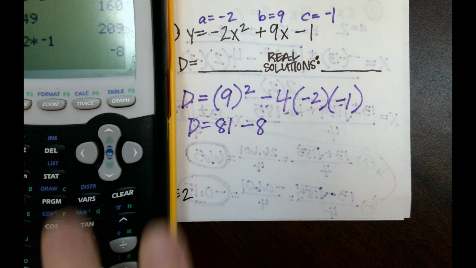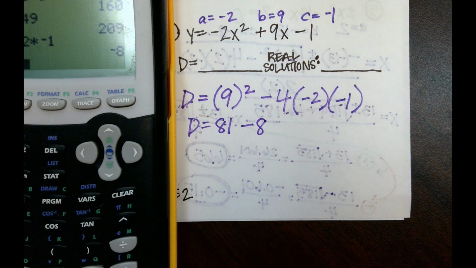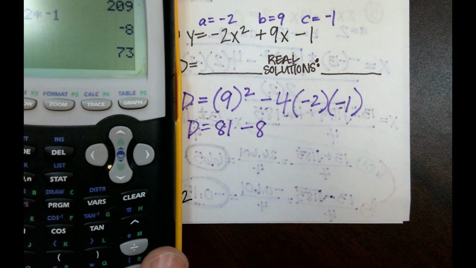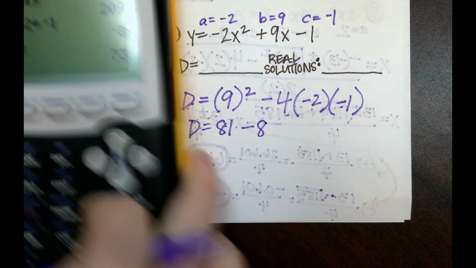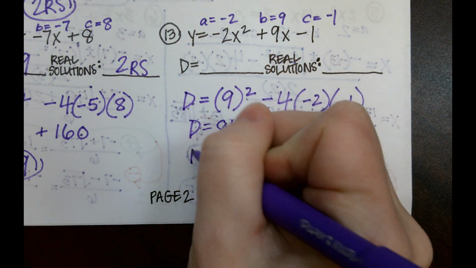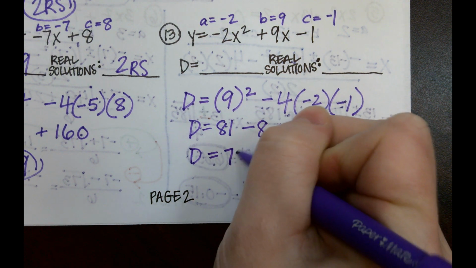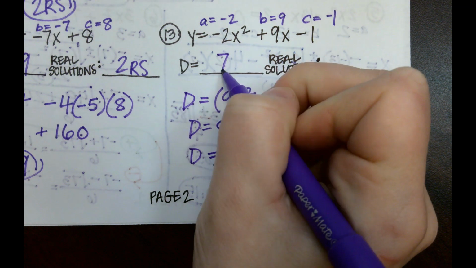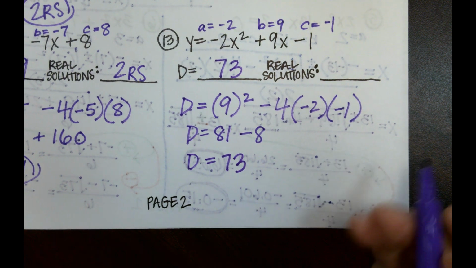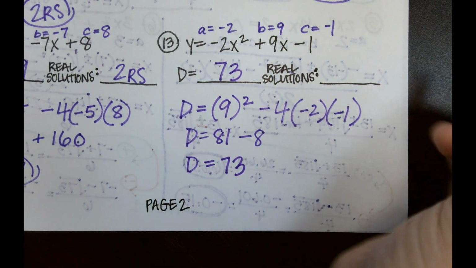Yeah, 81 minus 8 is 73. D equals 73. So I'm going to write that in. And I heard somebody say it, 2 real solutions.